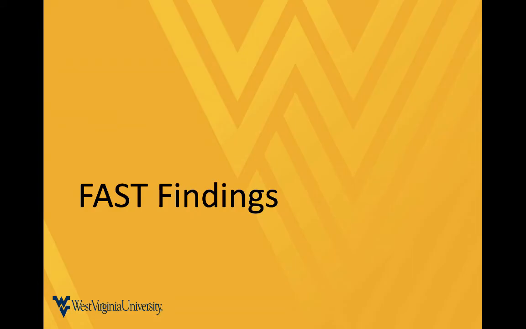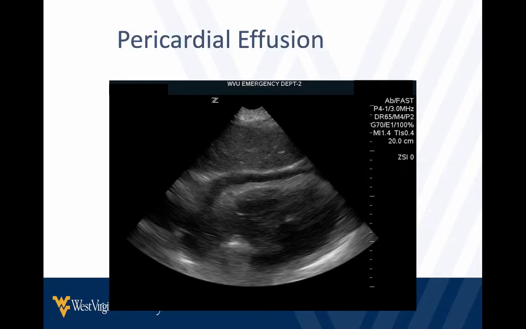All right, let's go through a little bit of just FAST findings. Again, we'll talk about technique and normal anatomy mostly when we practice. Some of the findings that we're going to look for and how to find them.